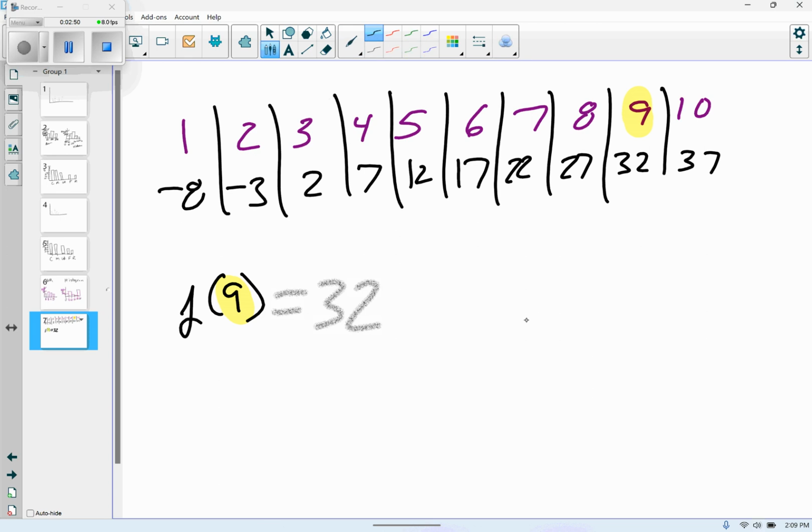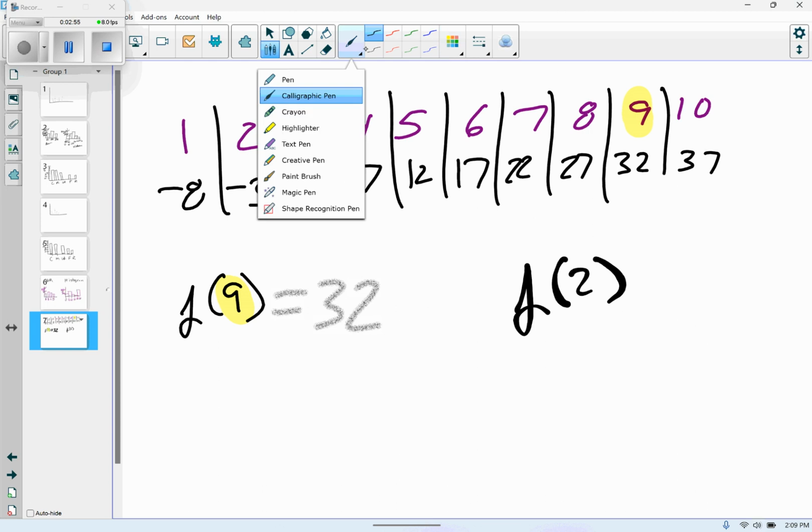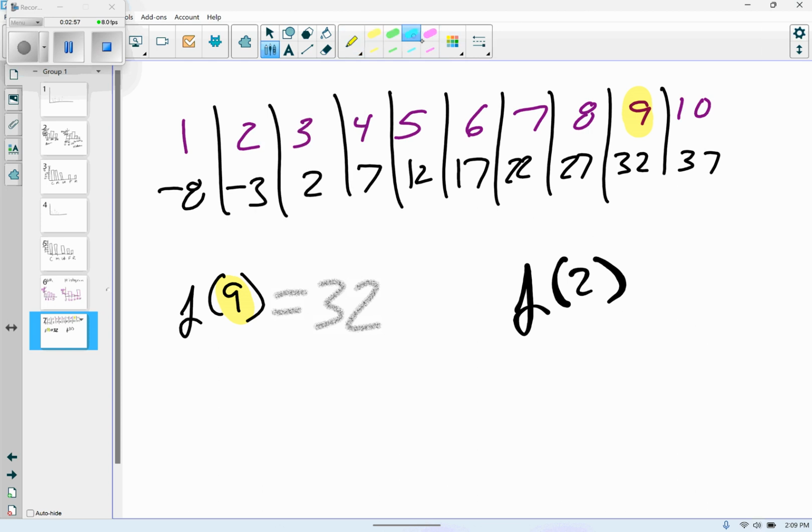All right, so let's go a little bit further with this problem. Let's say they want us to find F at 2. Okay, so see if you can follow along what I'm going to work on. So this 2 here, because it's F parentheses, it's going to go with the top number here. So what number goes with that 2? -3.